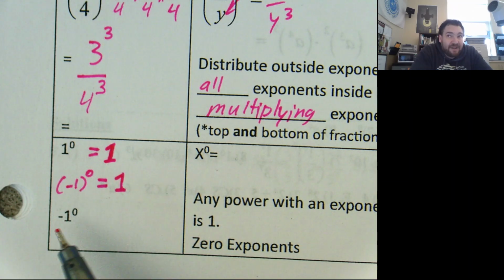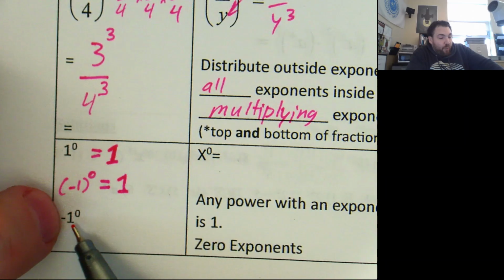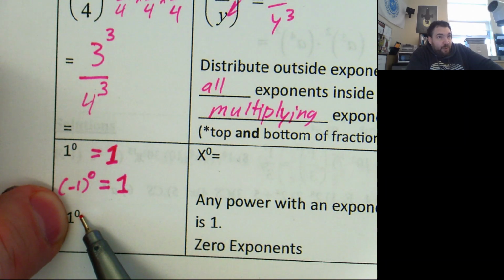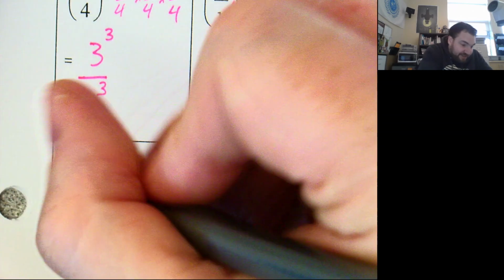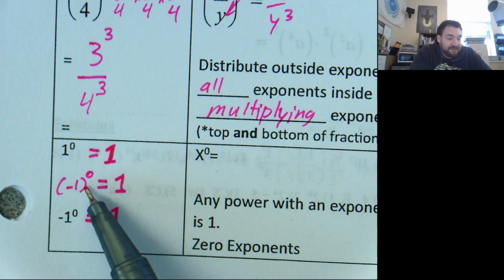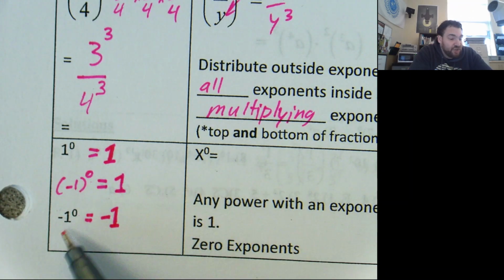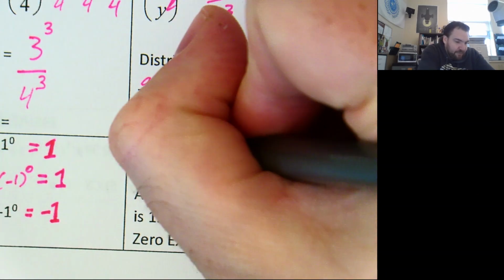But when it's written like this, if there is no bracket, the negative isn't included as part of the base. So you'd have 1 to the 0, which is 1, multiplied by that negative out front. It's going to be -1. If the negative sign's inside the brackets, it becomes positive. If it's not, it stays negative. So x to the 0 is 1.